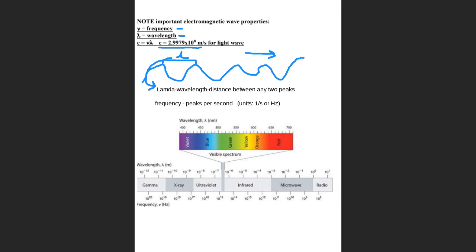Now, of course, the units for wavelength, if we use standard units for wavelength, would be meters. Now, the speed of any wave, including light waves, is frequency times wavelength, or C equals nu lambda.